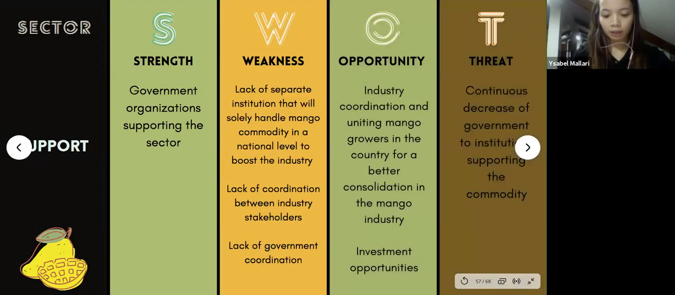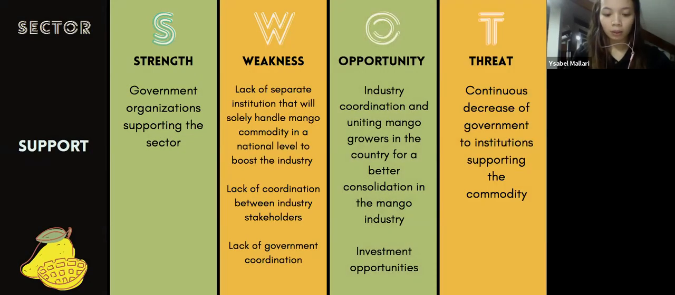For the support services sector, government organizations, as mentioned, DOST, PCAARRD, UPLB, DA-ATI, and DTI, are continuously supporting the commodity through implementation of development projects, programs, and researches. However, there is no current organization that handles only the mango on a national level, to help in boosting the industry and create coordination between stakeholders. There is a lack of coordination also between government institutions, such as the DA and DTI, in planning and implementing strategies to improve the commodity. Furthermore, there is a coordinated effort lacking between industry stakeholders.